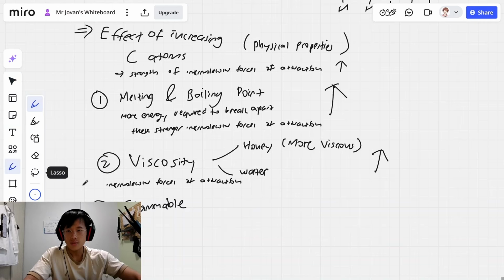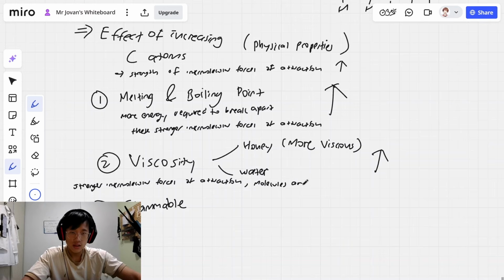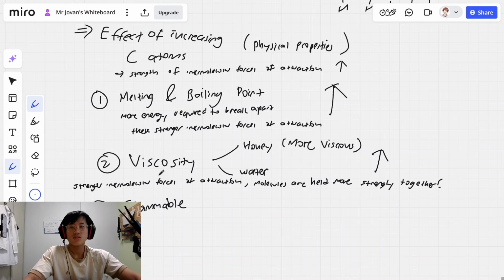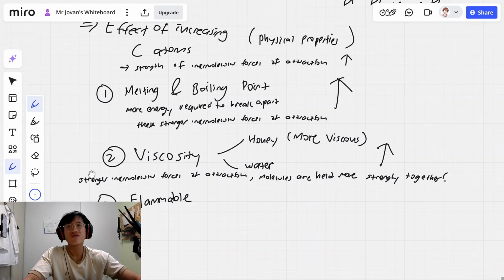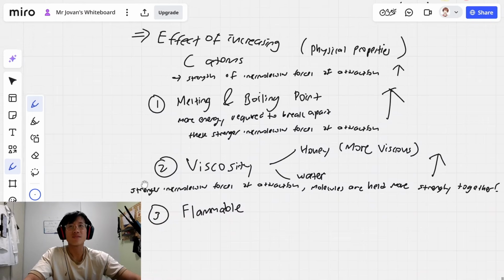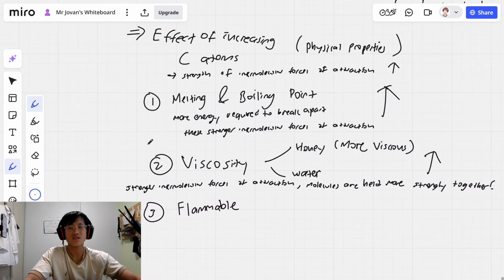We must remember the keyword stronger. Since there is stronger intermolecular forces of attraction, the molecules are held more strongly together. So in honey, I want you to imagine, since they are held so tight together, that's why it's very hard to separate honey, and that's why honey is so sticky. Because all the molecules want to stick together. Not like water. Water is not viscous because it's very flowy.